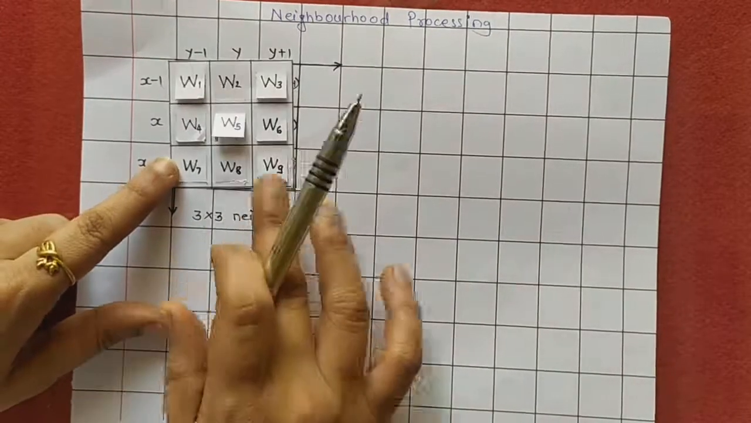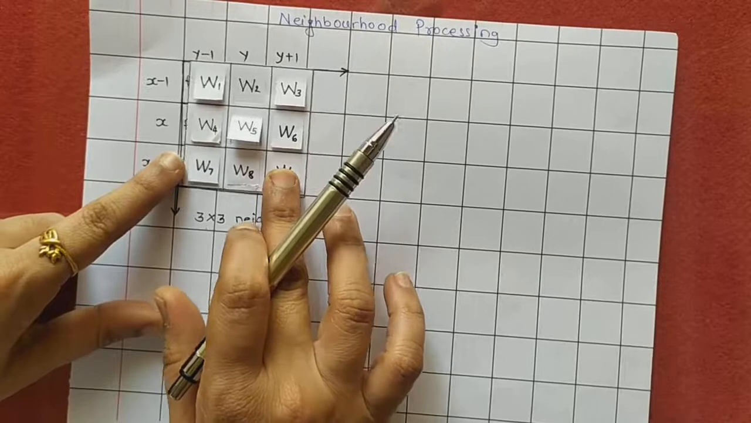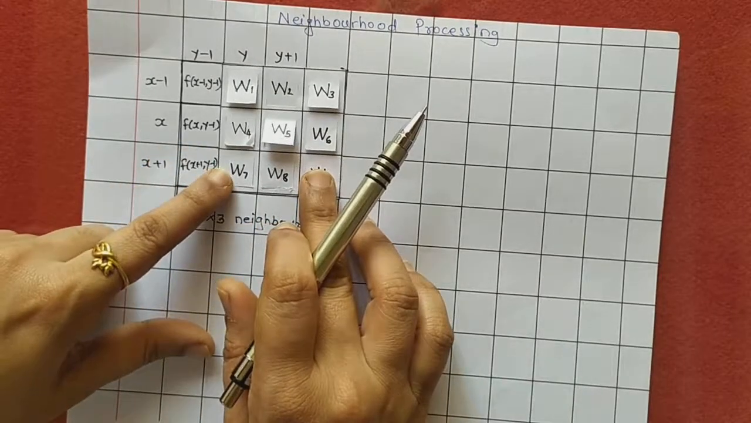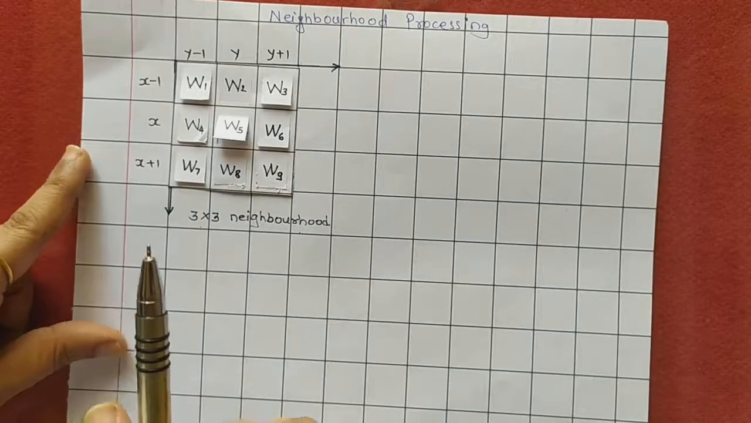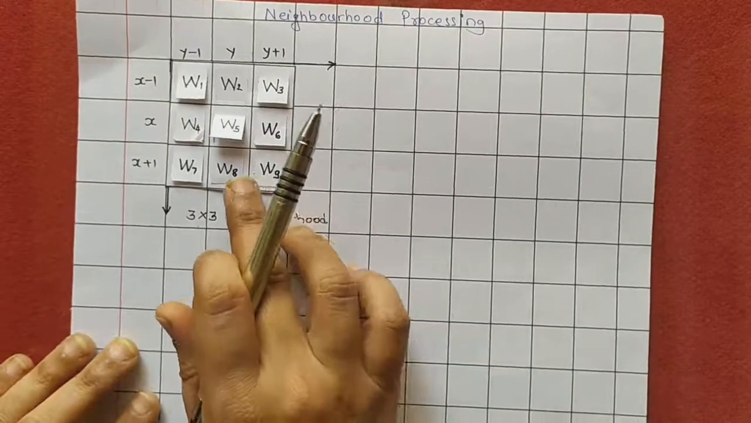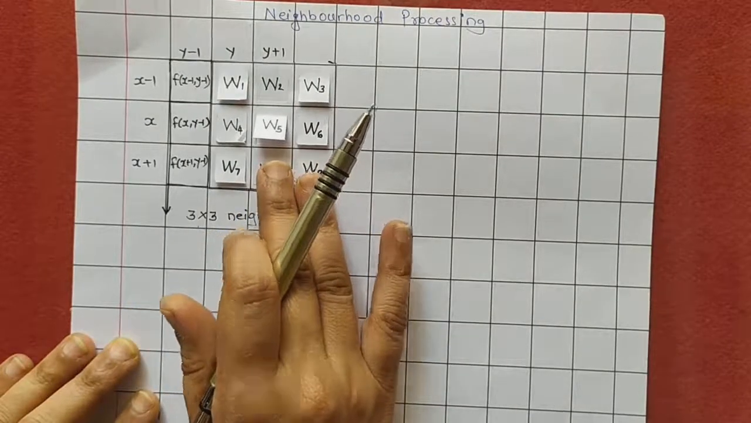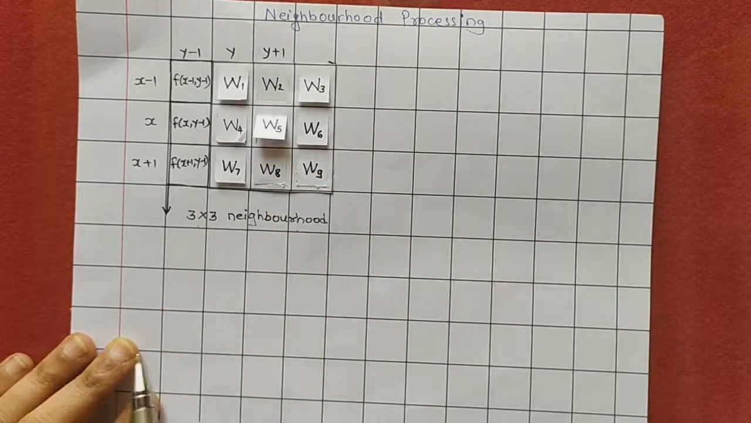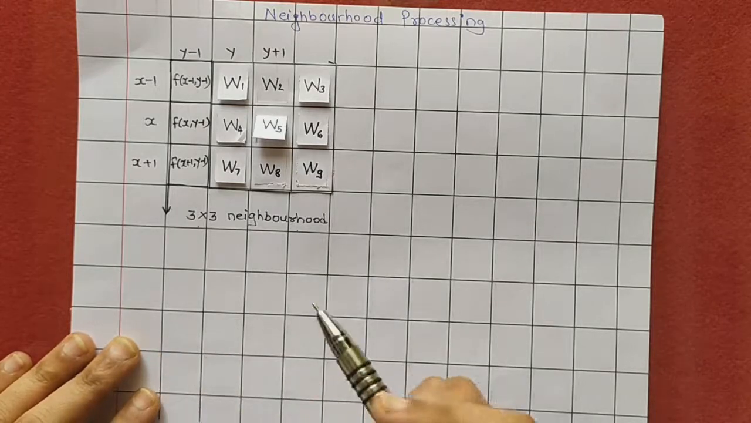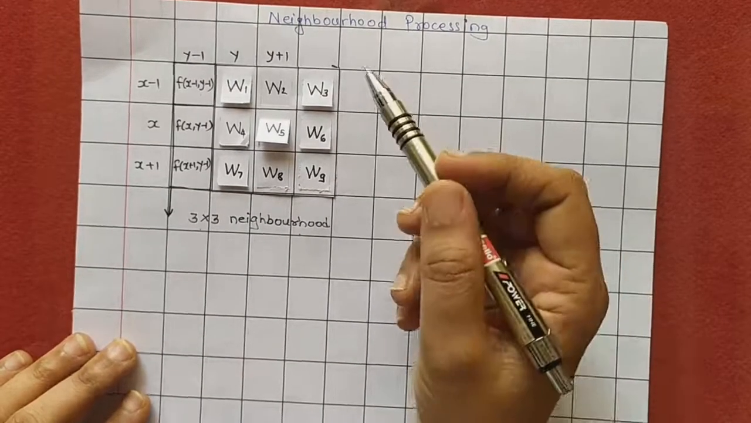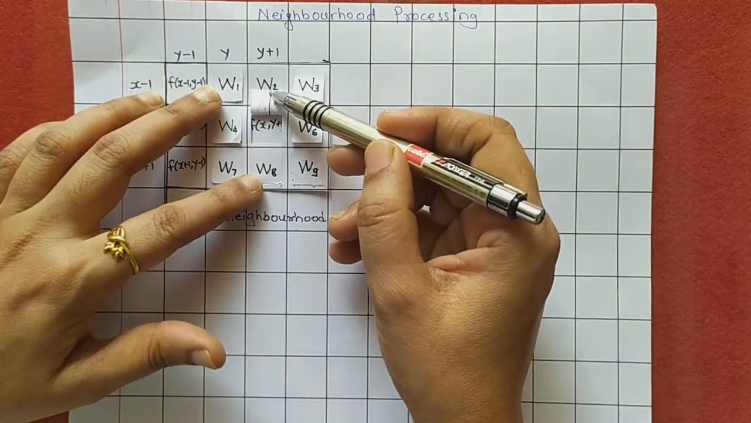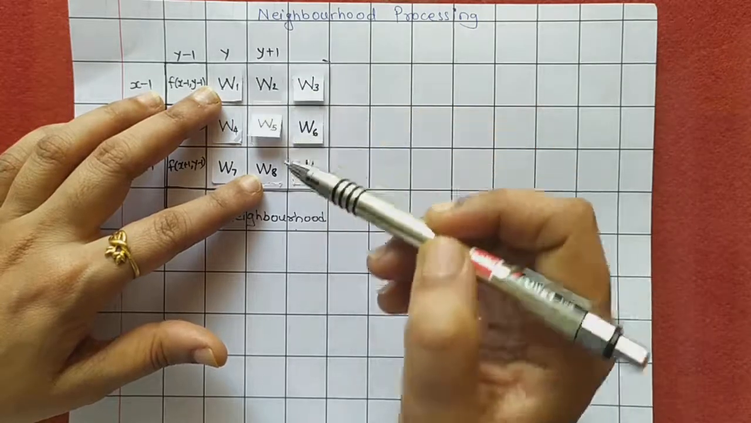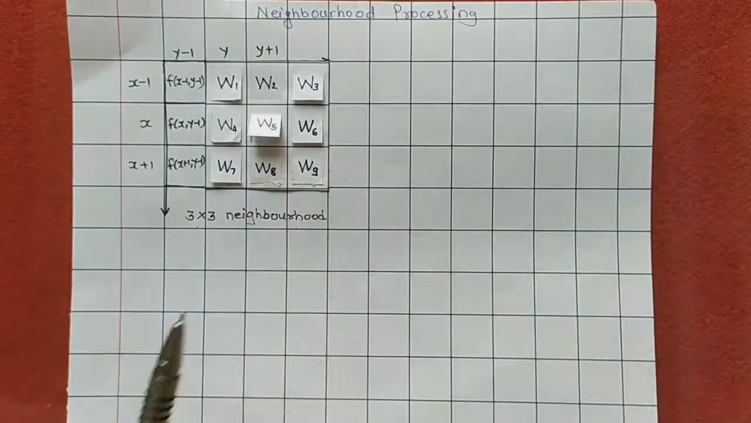Once this value is calculated, we shift the mask to the right by one position. Initially we kept the mask like this. After calculation we shift it to the right by one position and do the similar calculation, and now the modified value we keep at the location f of x, y plus 1. Likewise we perform this neighborhood processing technique.